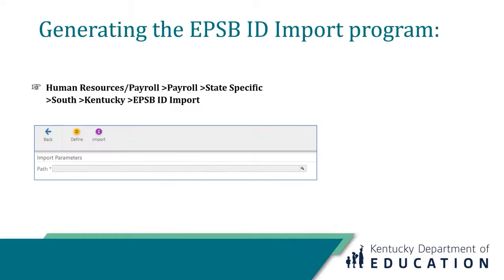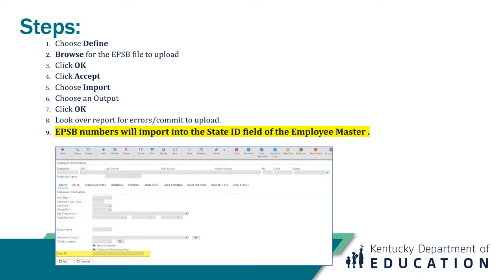And this is just your path to that import. And these are the steps that you're going to choose to import that file. You'll simply choose to find, you'll browse for where you saved that file on your computer. You'll click OK and accept and choose to import it. You'll need to choose an output and then click OK. And again, you want to look over that report for errors before you commit to the upload.